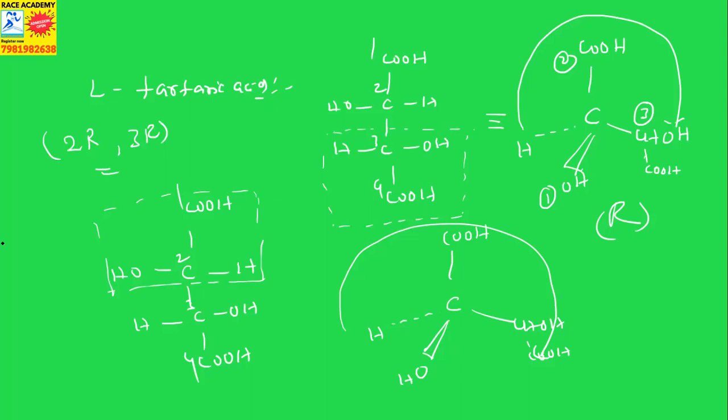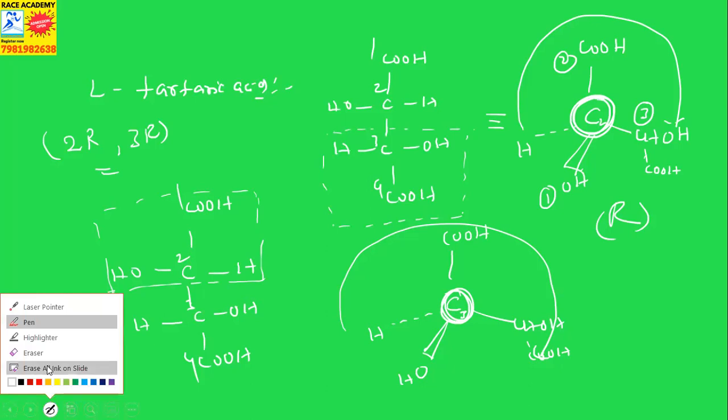So we can write it on the second carbon and on the third carbon. Actually, the first picture we wrote was based on the second carbon as the asymmetric carbon, and this structure we wrote by taking the third carbon. So 2R, 3R. These are the configurations for this L-tartaric acid.